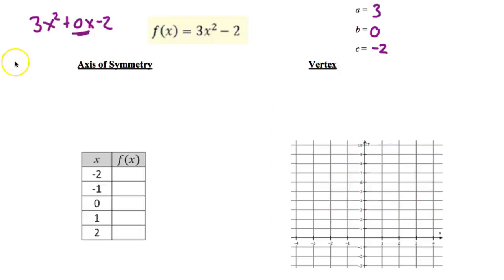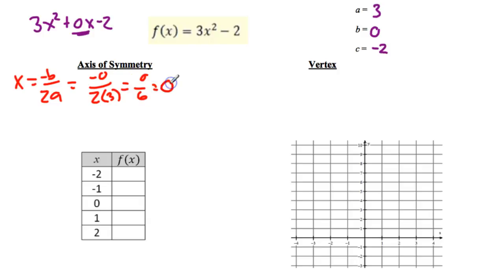All right, axis of symmetry, that is x equals -b over 2a. The b is 0, so it's -0 over 2. The a is 3, which simplifies to 0 over 6, which is 0. So it is x equals 0. All right, so that's going to go up like this. Right down the y-axis.